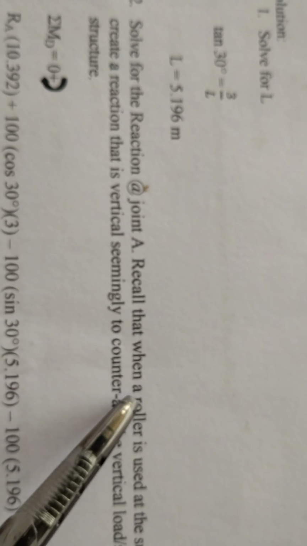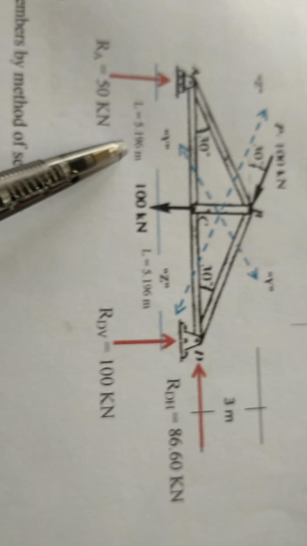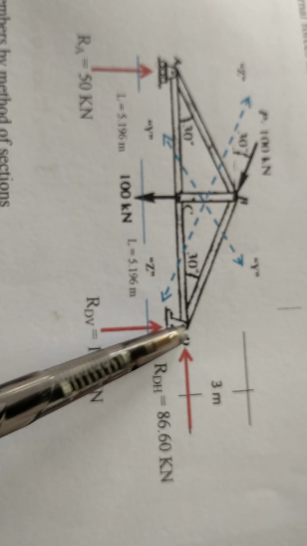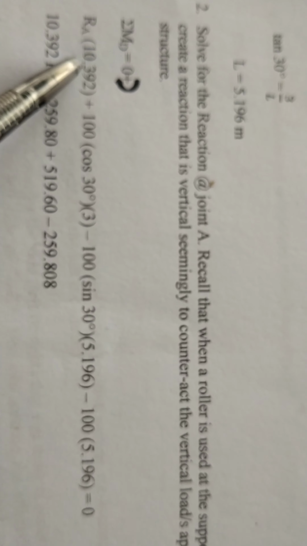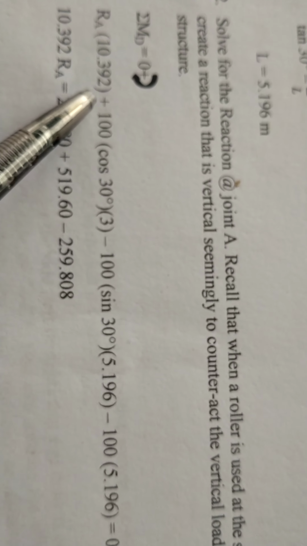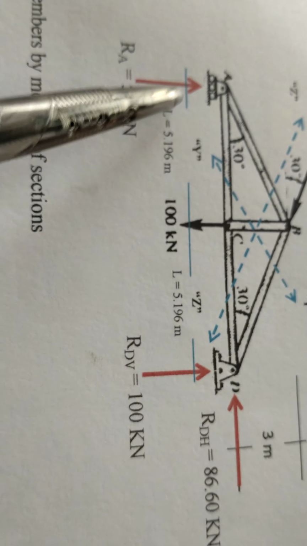So in this particular case, class, you need to solve for the reaction at A, and in doing so, you need to take moments at D. Okay, so it is written here: summation of moments at D is equal to RA times the moment arm from here. Okay, this is the moment arm.